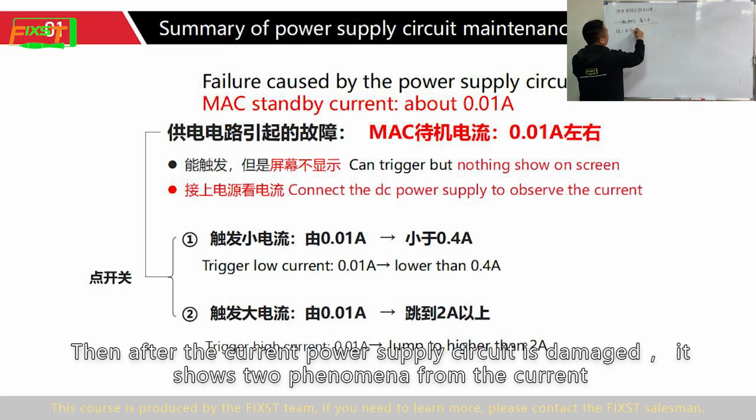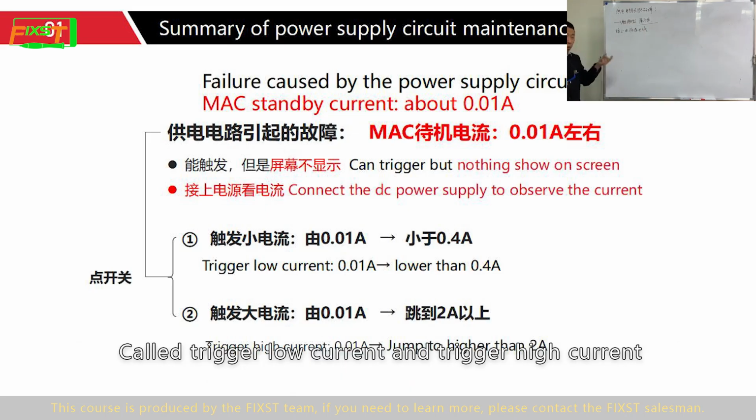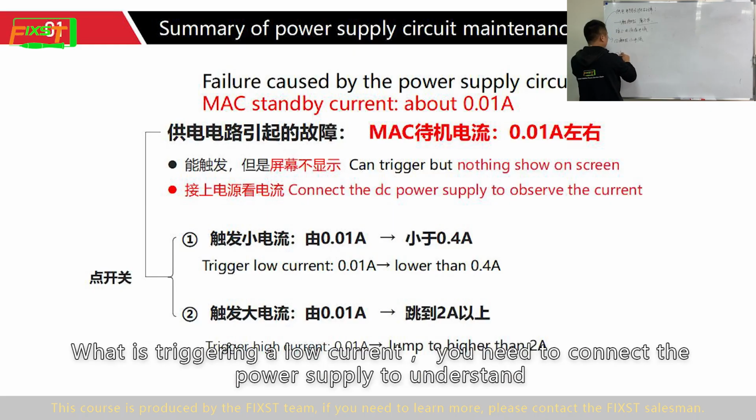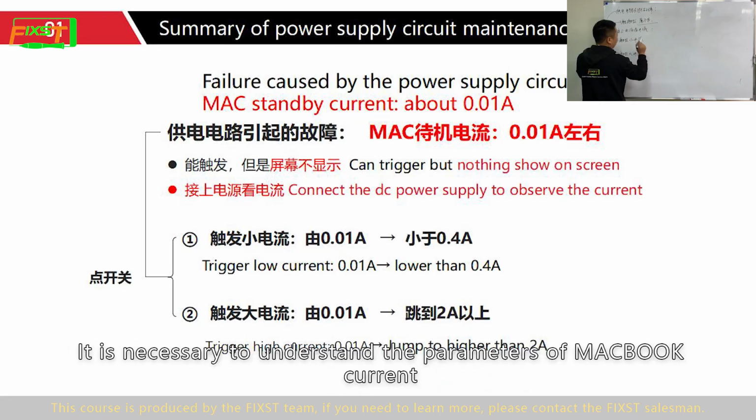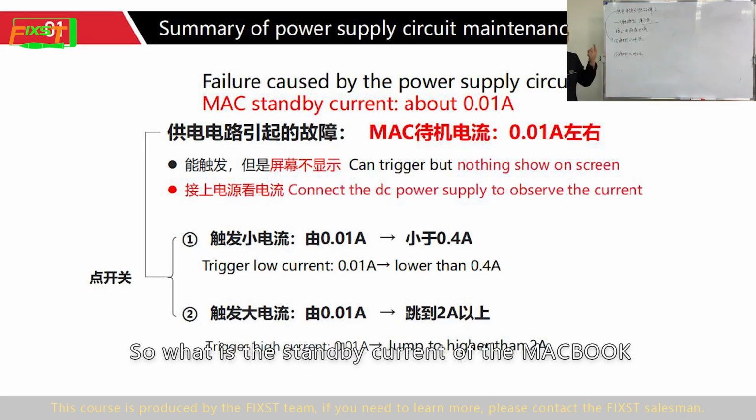In this case, we first connect the power supply to see the current. Then after the power supply circuit is damaged, it shows two phenomena from the current, called trigger low current and trigger high current. What is triggering a low current? You need to connect the power supply to understand. It is necessary to understand the parameters of MacBook current. So what is the standby current of the MacBook?